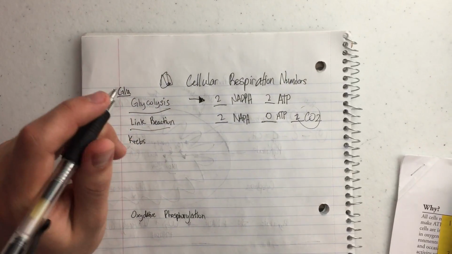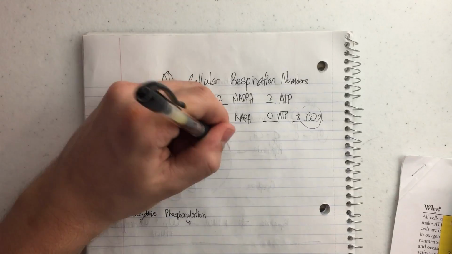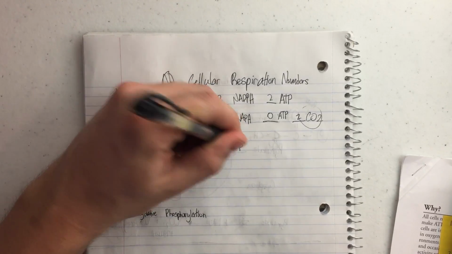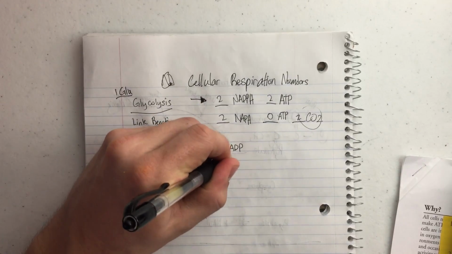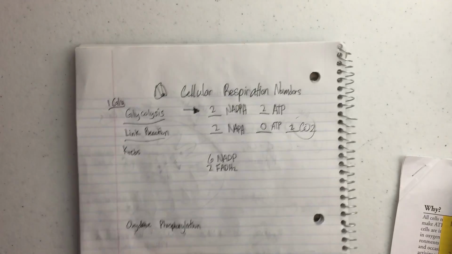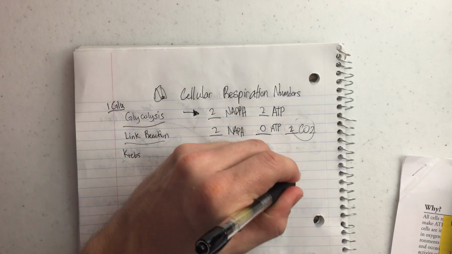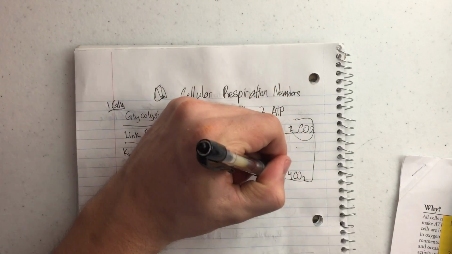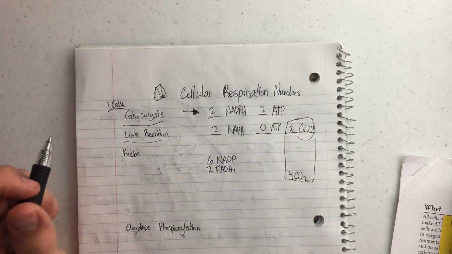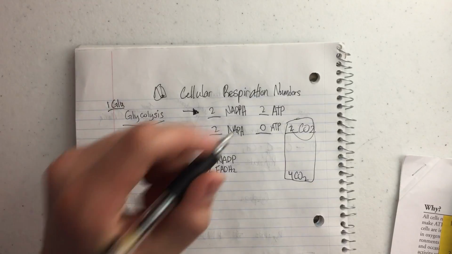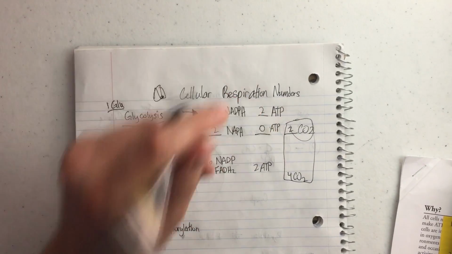Then into the Krebs cycle. This is where the moneymaker is, right? I'm just going to do totals here. We get a total of 6 NADPH, and then we get 2 FADH2s. Going to get a total of 4 carbon dioxides out of it. So note here we have 6 carbon dioxides, which is how many goes into our reaction, so we're good on carbon dioxides. Cool. And we get 2 ATP.